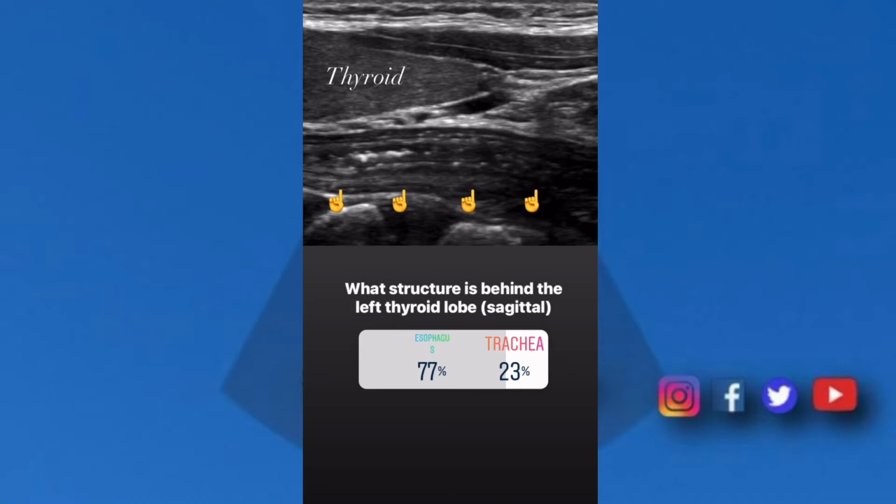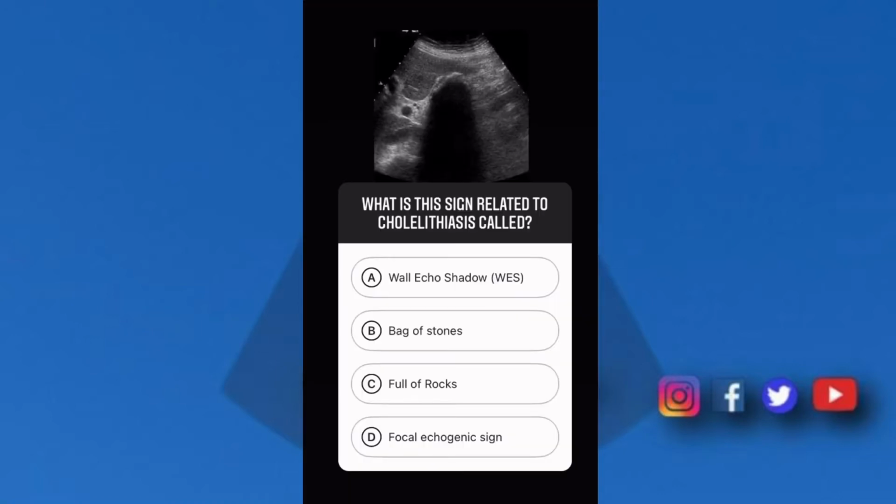In this sagittal image of the left thyroid, I asked what structure was behind the thyroid, and 77% of you answered correctly that it is the esophagus. The trachea would be seen in midline and best seen in transverse, though you can see it in sagittal too. Alright, this one should be easy for anyone who's even gone to ultrasound school.